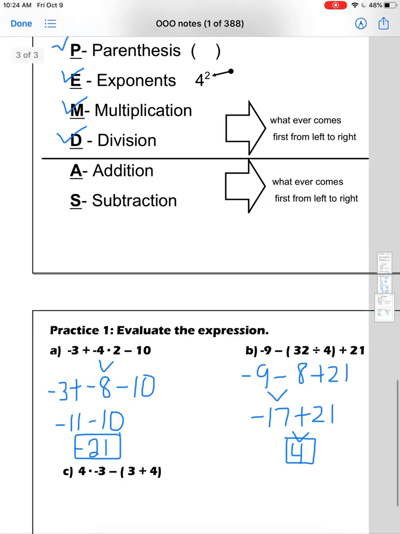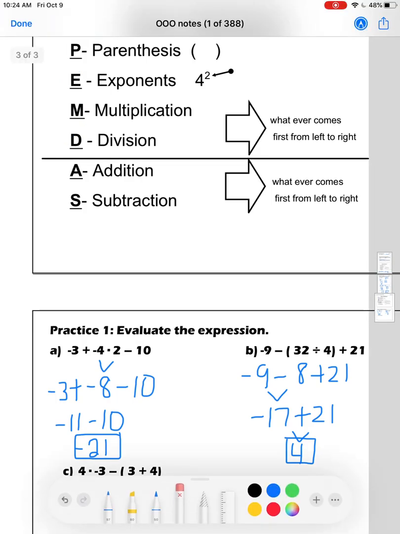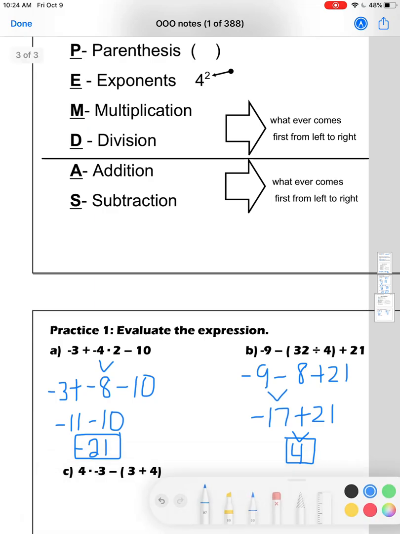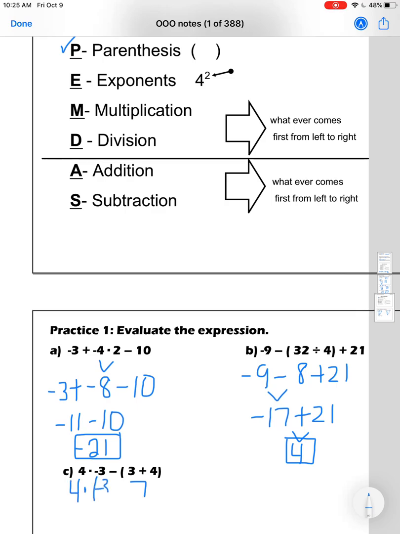Okay, let's see if I can fit this one here. All right, so we got 4 times negative 3 minus (3 plus 4). So there are parentheses. We're going to go ahead and do that first. So 3 plus 4 is 7. Bring down everything you didn't use. There are no exponents. There is multiplication, so 4 times negative 3 is negative 12. There's no division. Then we have no addition, so all you have to do is worry about our subtraction. So negative 12 minus 7 gives us negative 19. So there we go.